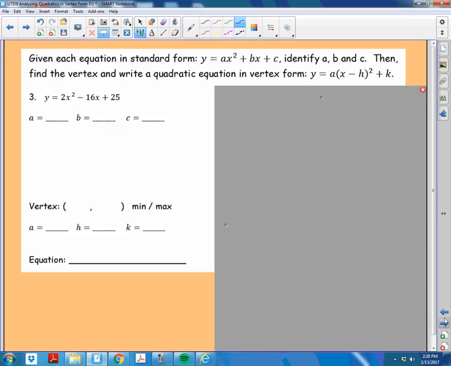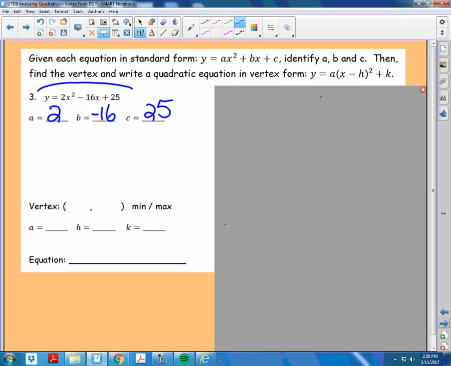Next, we're going to go backwards. Everyone watch. Pick up your calculators. Clear them out. 7 plus 7, 12. This, we're in standard form. And you notice the x squared is in there, the x, and the number, so we know that the a is 2, the b is -16, the c is 25.